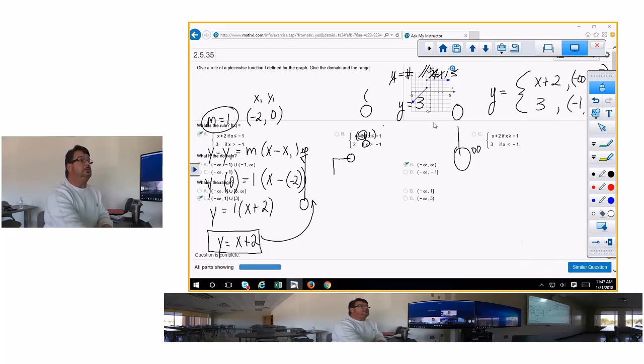The domain of this function is going to be from negative infinity to positive infinity. What about that gap right here, Hubert?